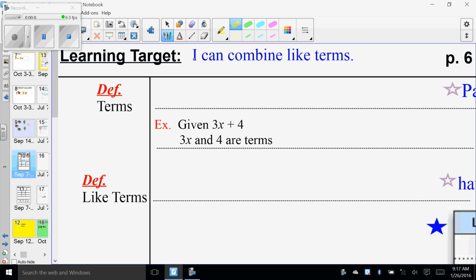Hey, seventh grade. So our learning target today is I can combine like terms. You should be on page 6 in your packets. So we're going to start by talking some definitions.